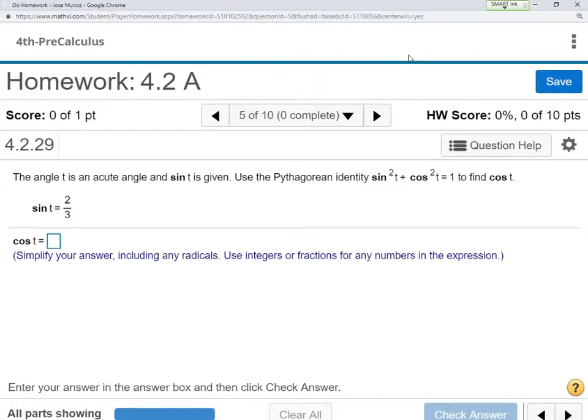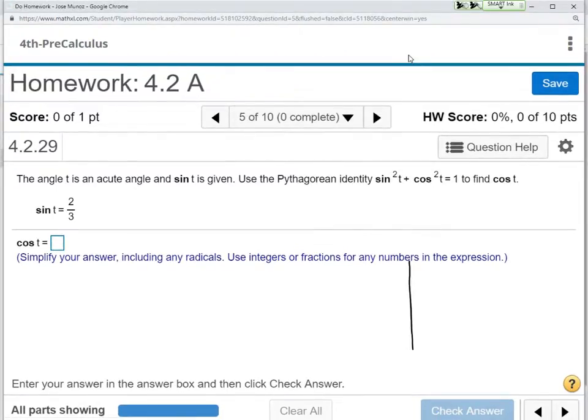All right, so the angle T is an acute angle, and sine T is given. So that means that we're in quadrant 1, correct? The acute or obtuse also helps, because if they said it was an obtuse angle, that means my angle would be like this, wouldn't it? And this would be the one I'm after, because this is the angle that creates the hypotenuse. But they said the angle was acute. So that means that I'm after the one that's in quadrant 1.